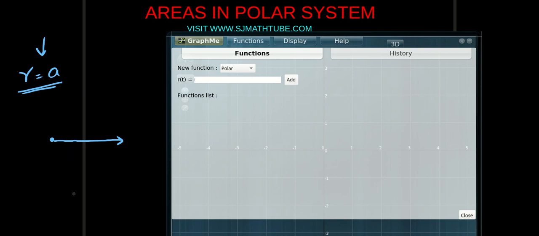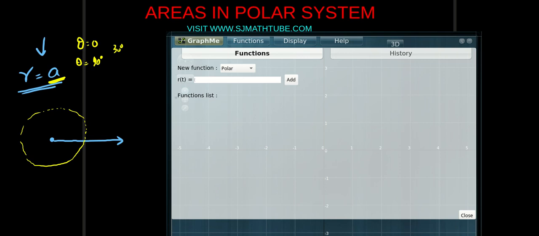So look at this. I told you in the last video, every point will correspond to r and theta. So for example, if I input the value theta equal to 0 degree, the r value is A. If I input theta equal to 90 degree, the r value is A. If I input 30 degree, the r value is A. So I think you're getting what sort of picture we are expecting. It's a circle with radius A.